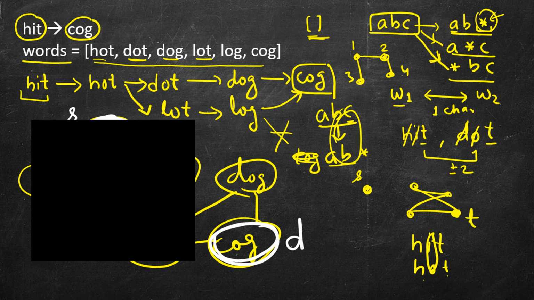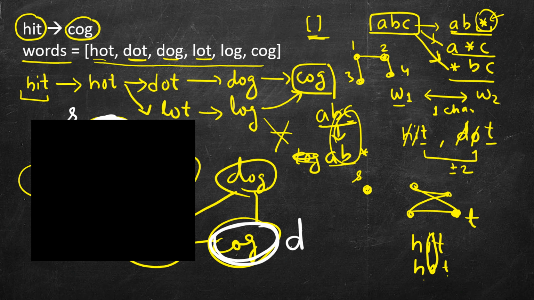So let me redraw here. So we have hit. From hit we can go to hot. From hot we can go to lot and dot. If there would have been any other adjacent node, we would have visited that also, because this is the first node in the path, the result. This is the second node. These two are candidate third nodes, and we don't know, maybe from one of these we don't reach the destination, so we will not include that.